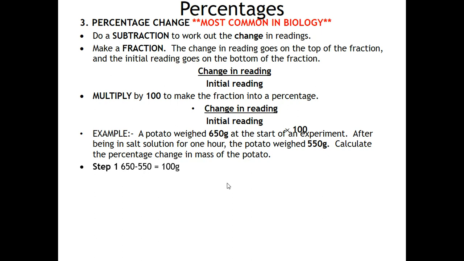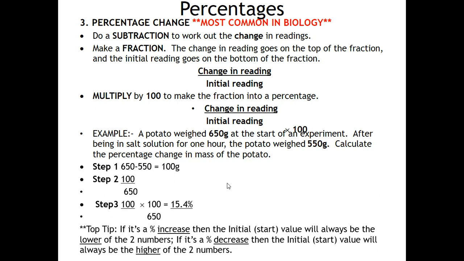So that's our change. The original, whichever one it started at, is the 650 grams in this example. So we divide 100 by 650. So it's change over start, change over initial, if you like. And then step 3, we times it by 100, and that gives us 15.4. Apologies again, the 650 has slipped over here. It should be under the 100 at this point here. So that gives us 15.4%.